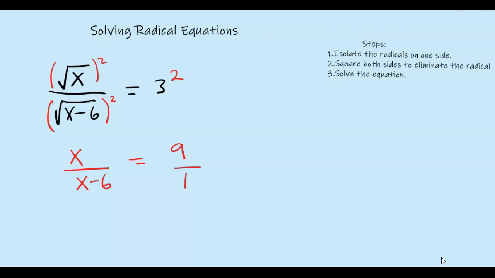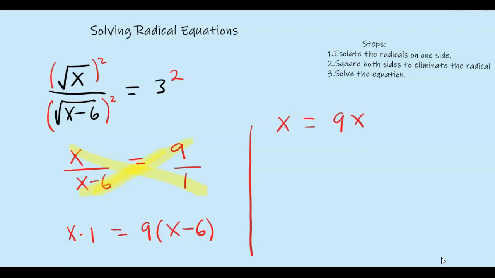So here what we are going to do is cross multiplication. Multiply this by this and this by that. So if we do that, we are getting x times 1 equals 9 times x minus 6. x minus 6 is 2 terms, so I'll cover it with a parenthesis. So we got x equals 9 times x is 9x, and 9 times negative 6 is negative 54.